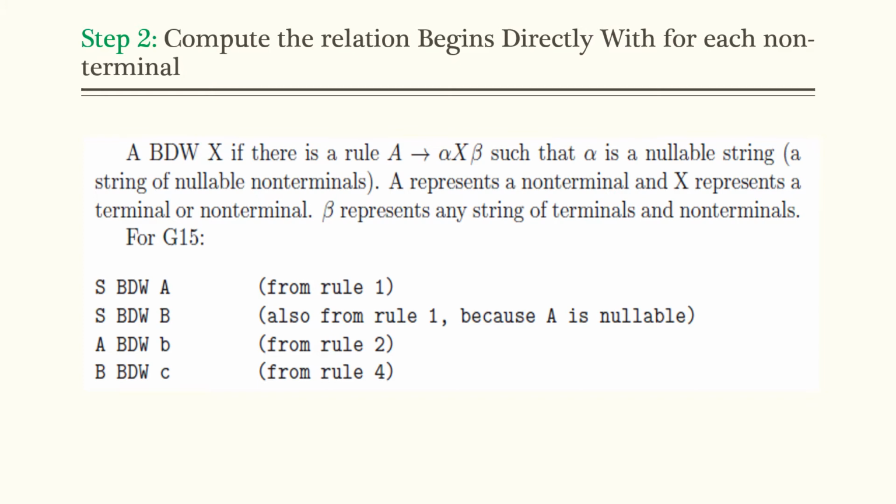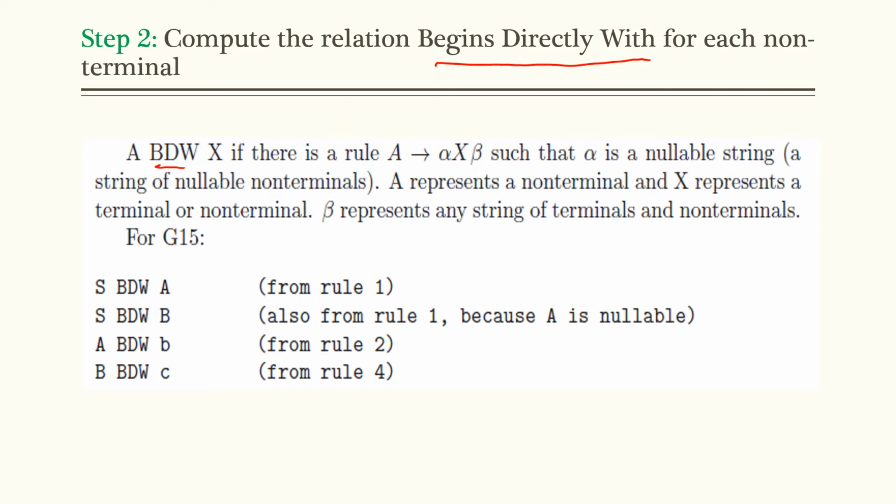The second step is to compute the begins directly with relations for each non-terminal we have. Here the keyword is begins directly with, and the short form is BDW. BDW stands for begins directly with. Begins directly with what? For each non-terminal in the rules. For grammar G15, we have a non-terminal S, a non-terminal A, as well as a non-terminal B.